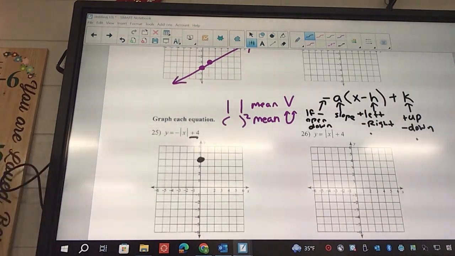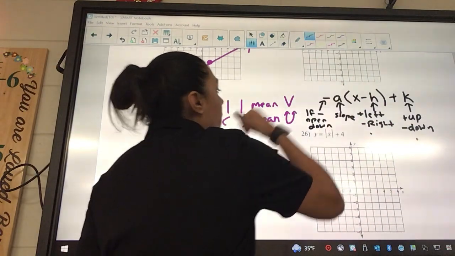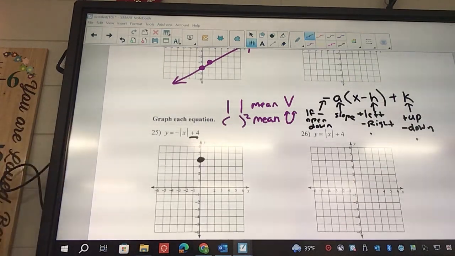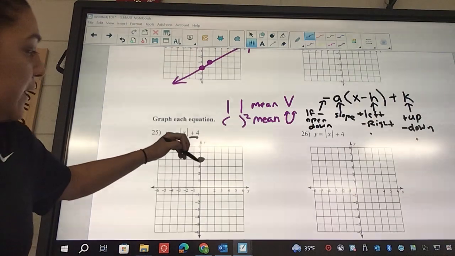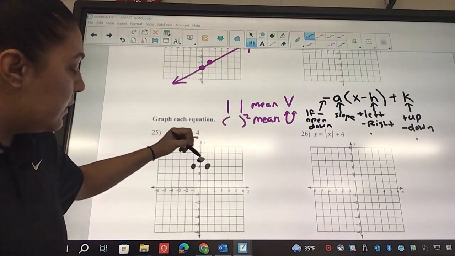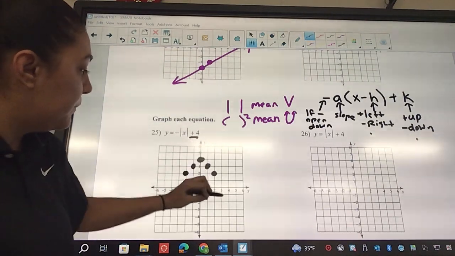Okay, and then we start to look at everything past this. So does this graph open up or down? Down. How do we know it opens down? Because there's a negative out front, so our graph should open down. What is the slope? There's nothing there, so it's a 1, okay? So we're going to go down 1 over 1 and put your dot, down 1 over 1, put your dot, okay? You need to keep doing that. You should have 5 dots on your paper.